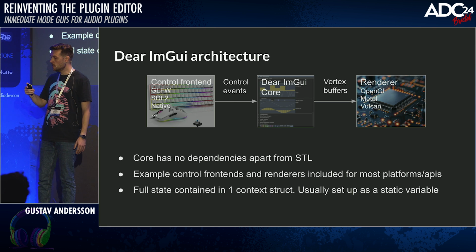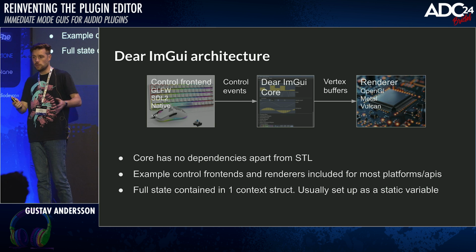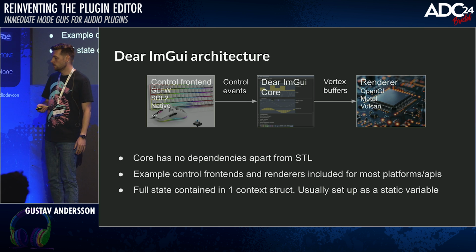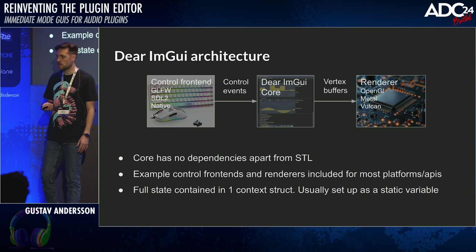But in order to use it, you need to pair it with, first, a control frontend that gives you mouse and keyboard inputs, and a renderer that translates these vertex buffers into something that the graphics API can read. But the repo comes with a bunch of reference or example implementations that you can use. So most of the time, you don't need to bother writing these front ends and renderers.